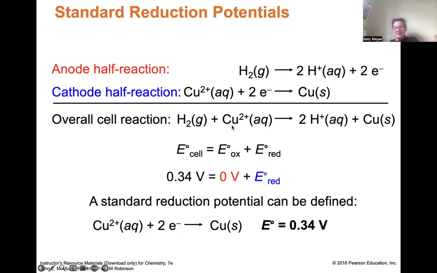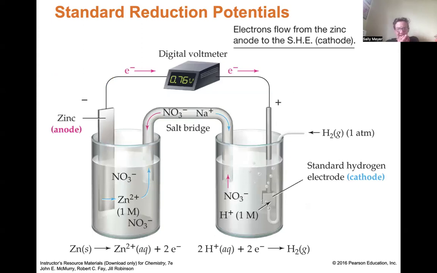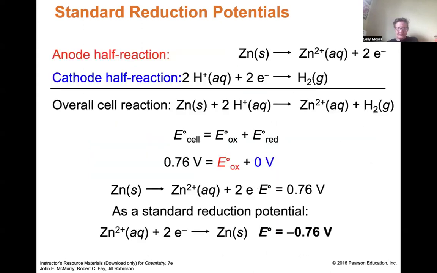So if copper 2+ is in 1 molar solution and the hydrogen gas is 1 atmosphere and the hydrogen is 1 molar, then there's a plus 0.34 voltage for the cell potential. Therefore, this reaction at those conditions is spontaneous. So this is just showing you it could be relative to anything. You always call the hydrogen 0.